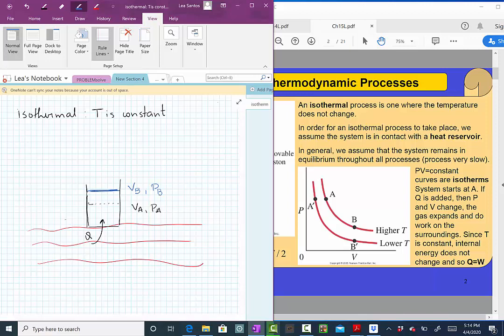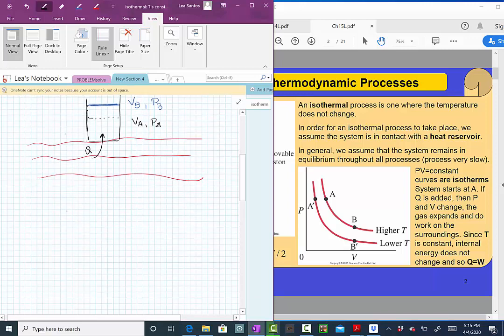Well, we are talking here about an ideal gas, so that means that the product PV is constant, right? Because as we saw in chapter 13, we know that PV for an ideal gas is nRT. If the temperature is not changing, this product PV is not changing. So I know that PAVA is equal to PBVB. All right?